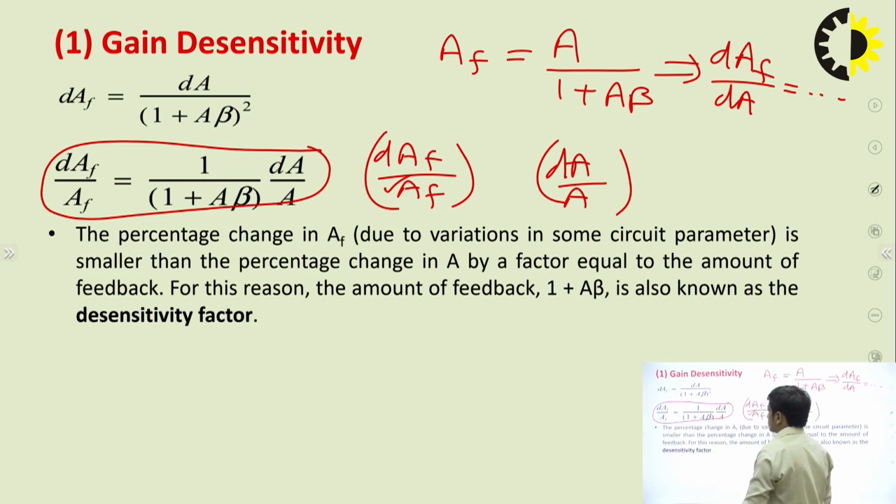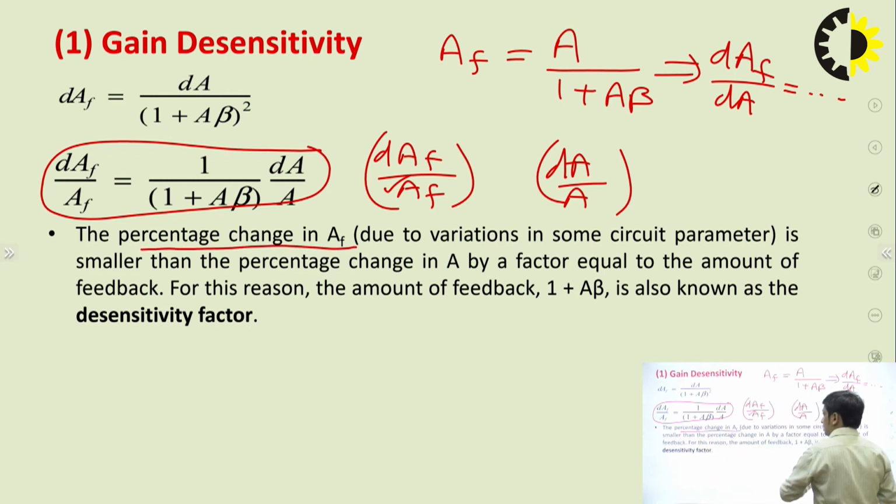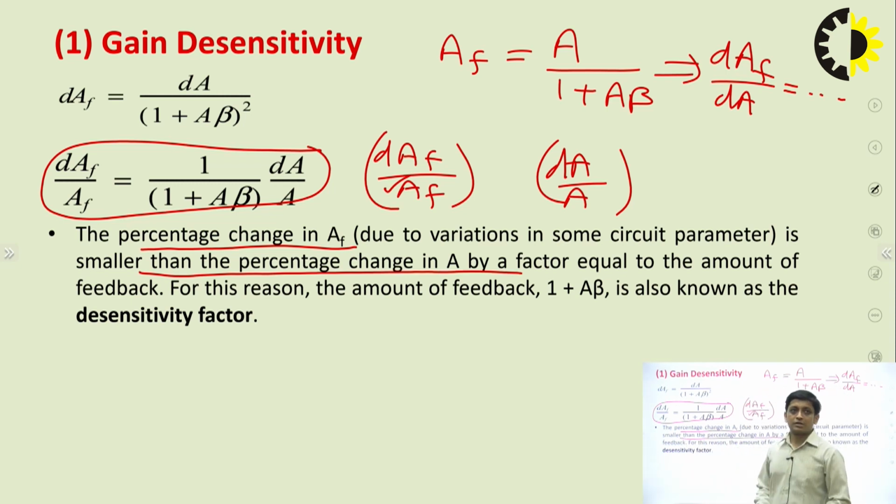After simple mathematics, you will get dAF upon AF is equal to 1 upon 1 plus A beta into dA by A. There is a meaning to this equation: it tells that the percentage change in AF is smaller than the percentage change in A. It is very much clear from this equation, because the change in A is dA by A, the change in AF is dAF by AF, and you can see that the change in AF is smaller than the change in A. By which factor? By the factor 1 plus A beta, because this 1 plus A beta is in the denominator. That is why 1 plus A beta is also called the desensitivity factor.